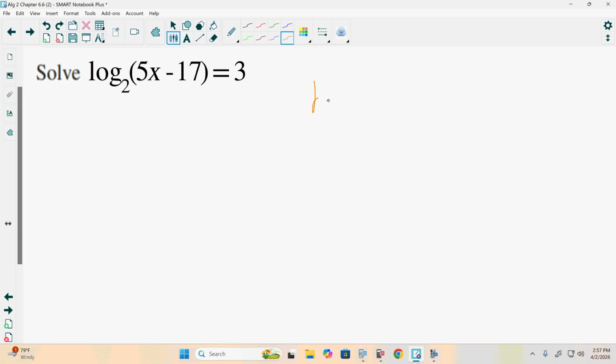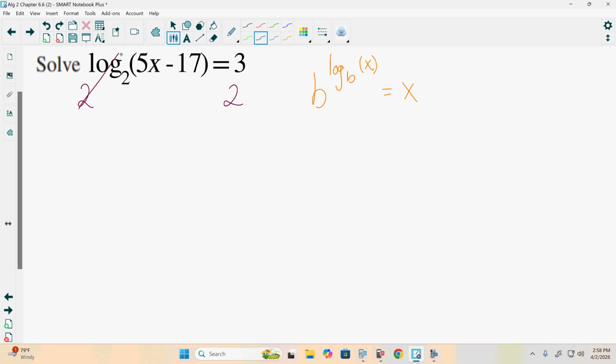And we're going to use one of our properties. B to the log base b of x is x. It's whatever is inside the log. So here I'm going to apply a base of 2. Because this 2 to the log base 2 of 5x minus 17, well, that 2 and log base 2 are going to simplify out, giving us 5x minus 17. And that's equal to 2 to the third. Questions on this so far?